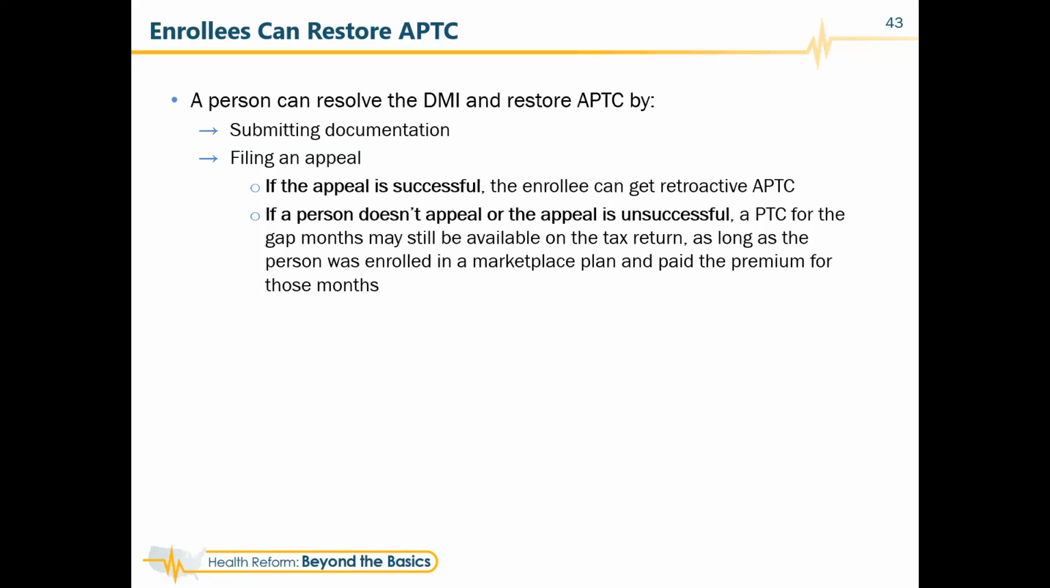But you have to make sure the person was enrolled in a marketplace plan and paying the premium for those months. So, remember we've said in the past that there are two ways that you can get your PTC. You can get it in advance, or you can get it on the tax return. Well, if someone has stayed enrolled in their coverage, this is a case where they could get it on their tax return later.